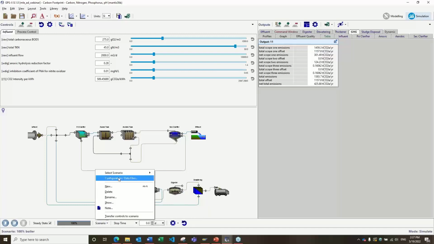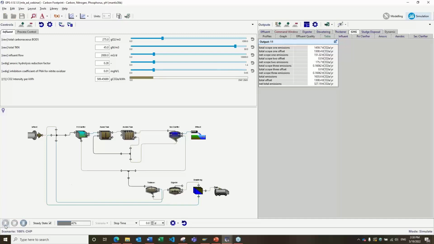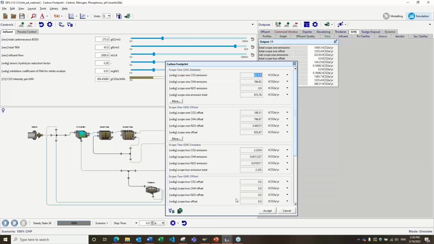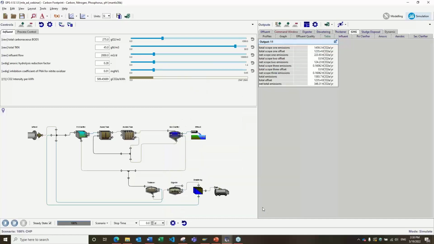But if I go, for example, and try to look at a scenario where I'm implementing a CHP scenario, and if I run the model, then I would see that I have reduced it by another 100 tons of CO2, basically. And this happens because now I'm producing electricity. And if I were to look at the footprint of the digester itself, then I would see that my actual footprint for the digester is negative, which means that I'm producing electricity and taking an equivalent credit for that. And that is leading me to reduce my carbon emissions from the plant.